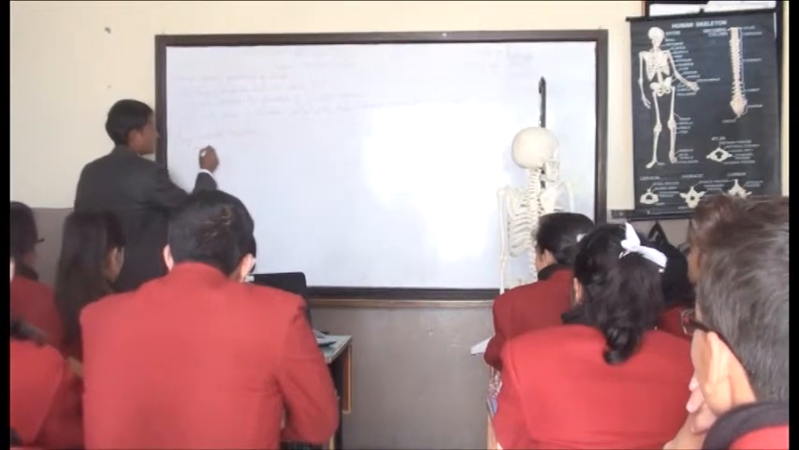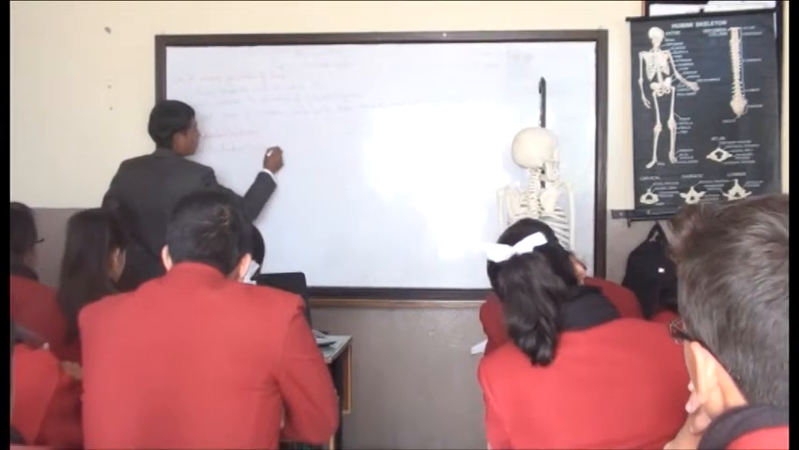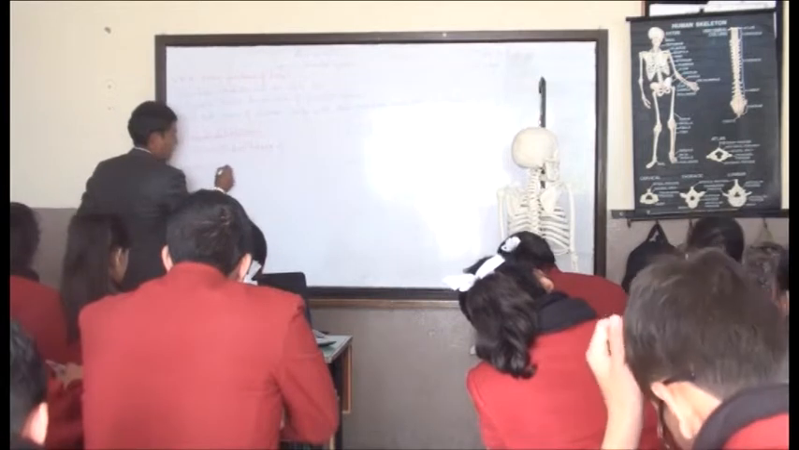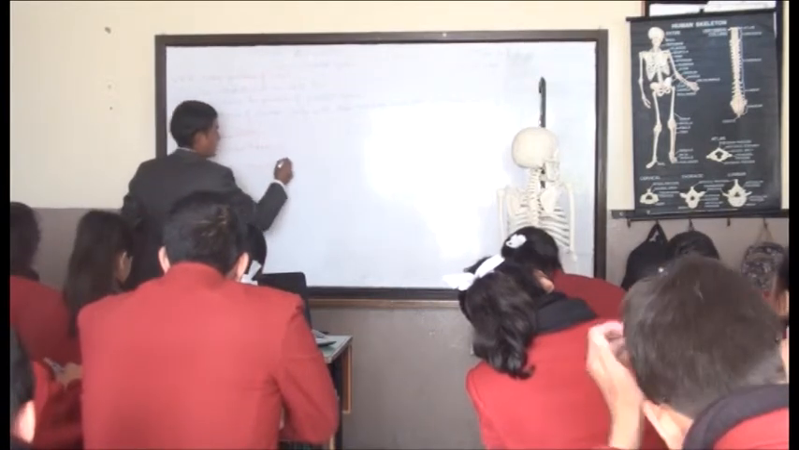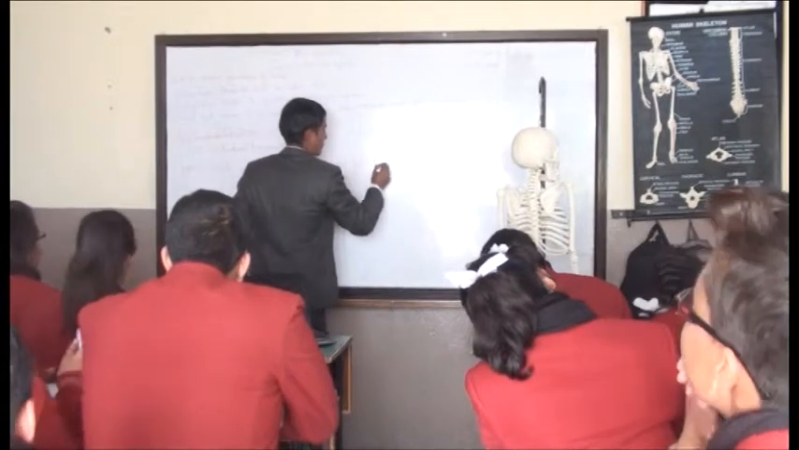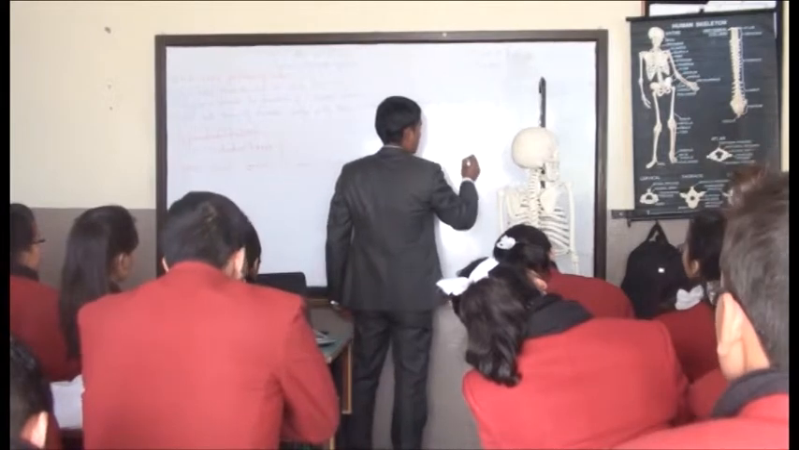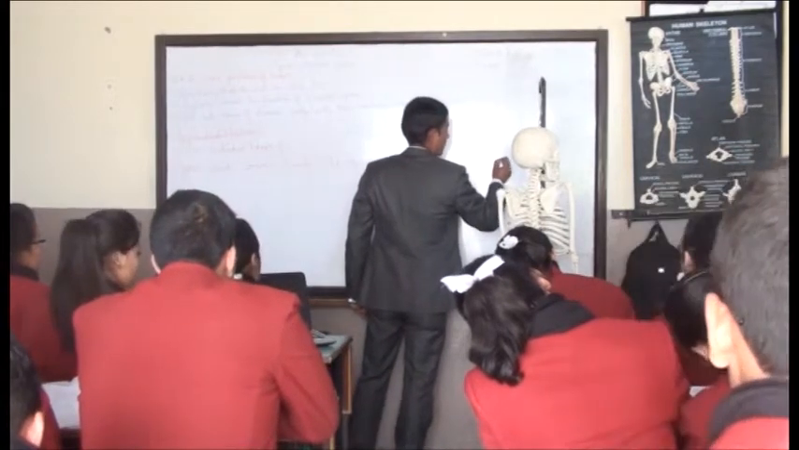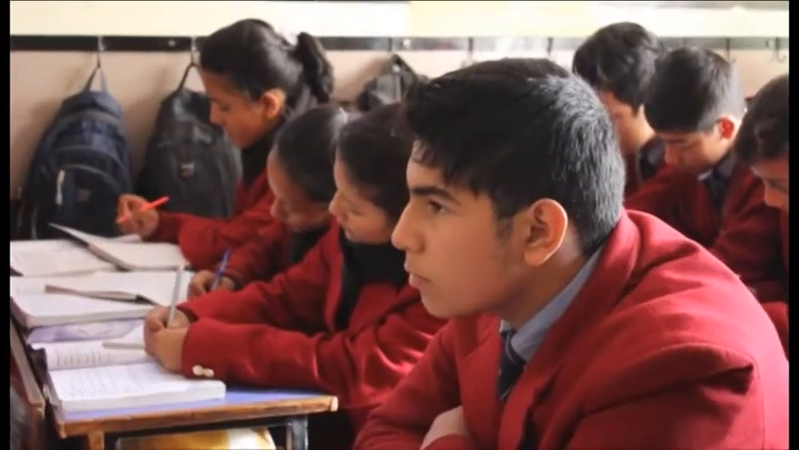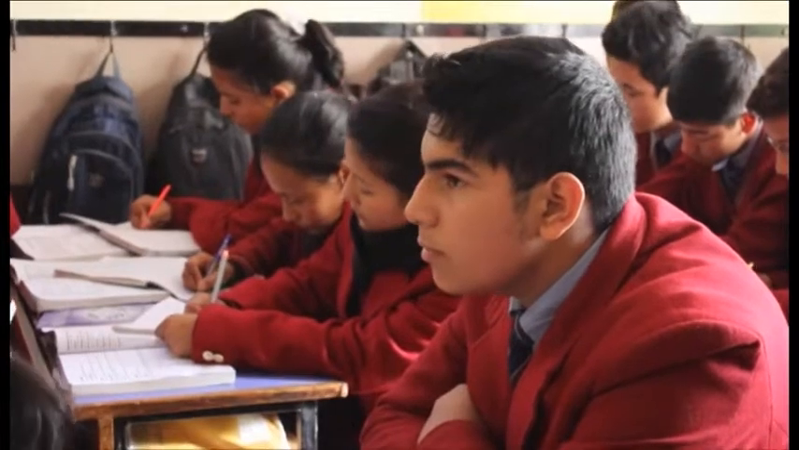It includes bones of the upper limb, lower limb, pectoral girdle, and pelvic girdle. These are the parts of our bones in this category.